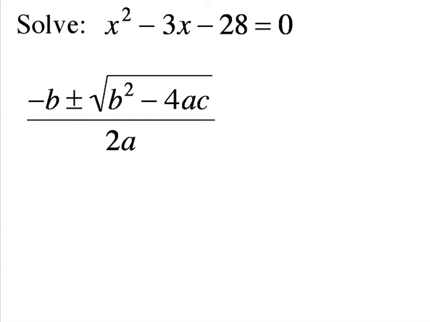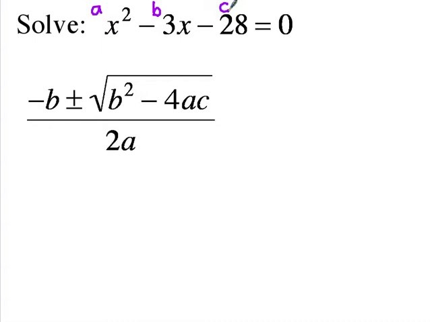And so if you look here, we're going to solve this: x squared minus 3x minus 28 equals 0. So what we need to do is first of all identify A, B, and C. A we know is always the coefficient of x squared. B is always the coefficient of x. And C is always our constant term. So it's important to correctly identify those and make sure you don't miss a sign.